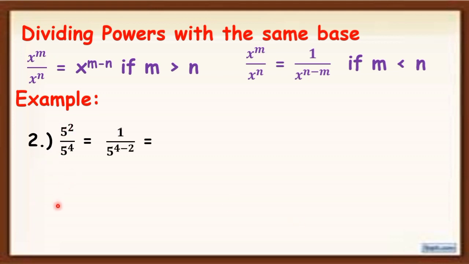Another example is 5^2 over 5^4. So it will become 1 over 5^(4-2). Then simplify, it will become 1 over 5^2. Why 5^2? You are going to subtract the exponent of 5, which is 4 minus 2. That's why we have 2 in here. Now, since the base is a whole number, we are going to simplify more. So it will become 1 over 25. So the final answer is 1 over 25.